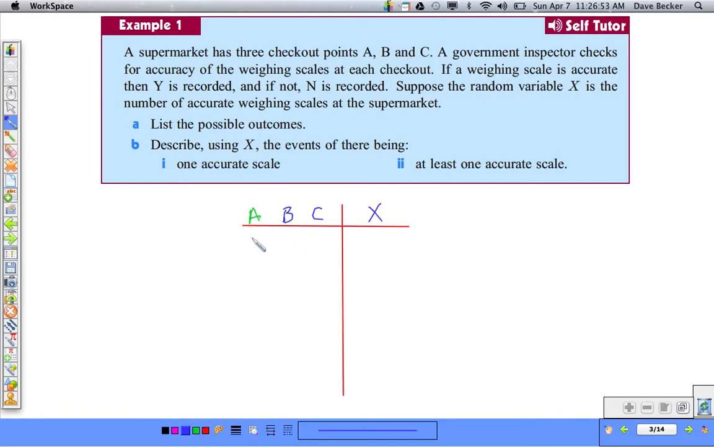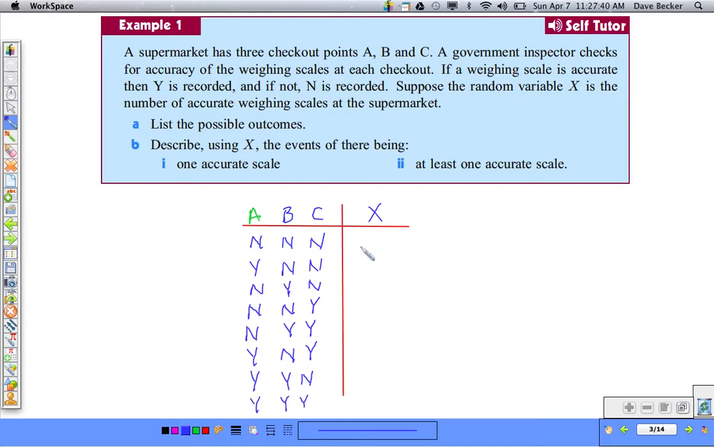So we'll start negatively. We could have no, no, no. We could have yes, no, no. Just trying to go systematically here. No, yes, no. No, no, yes. No, yes, yes. And yes, no, yes. I think there's 2 more. What am I missing? Okay, yes, yes, no. And finally, yes, yes, yes.